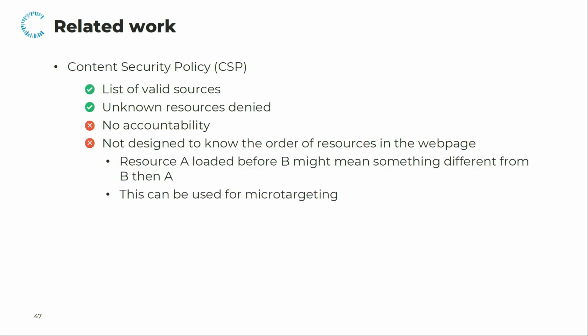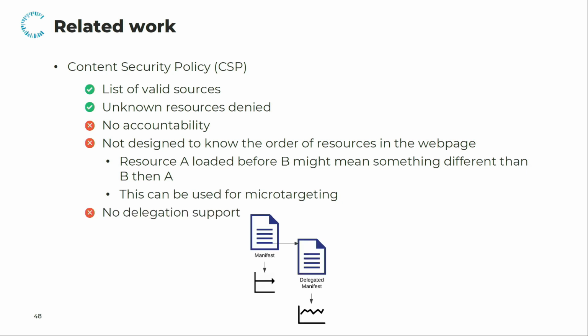Also, content security policy is not designed to know the order of resources in the web page. This can be used as a mechanism for micro-targeting. Resource A loaded before B might mean something different from B loaded before A. This is covered in accountable.js. Furthermore, content security policy doesn't support delegation. In accountable.js, we allow the third-party content to vouch for their own content, and the developer of the main website doesn't need to update its own manifest each time the delegated manifest is updated. This is very convenient for developers.